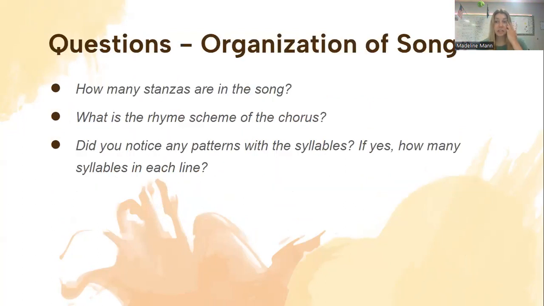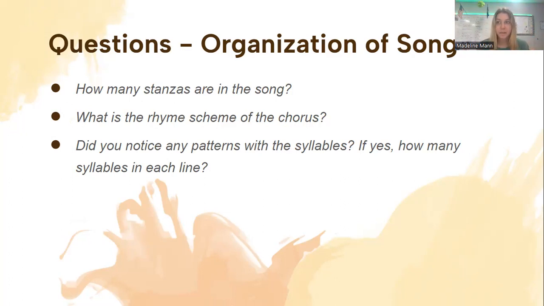Questions. Okay, so this is the second slide. It's the first one that's not a title slide. So organization of song is where you're going to start. How many stanzas are in your song? What is the rhyme scheme of the chorus? And when I say chorus, guys, I'm referring to the thing that repeats multiple times in the song.